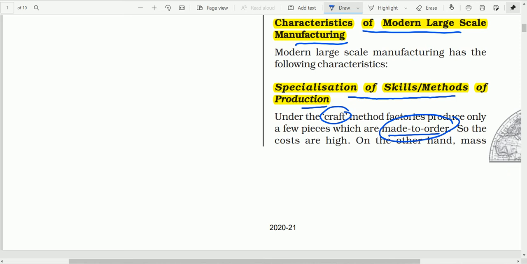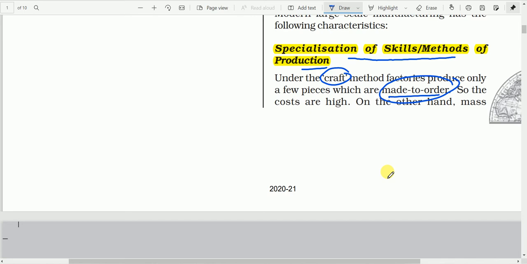Made to order means built for a particular person or business. When somebody orders something to be made, that particular item will be manufactured, or if a businessman orders something to be manufactured, then items will be manufactured for that particular businessman. That is known as made to order. This is for the craft method of production.